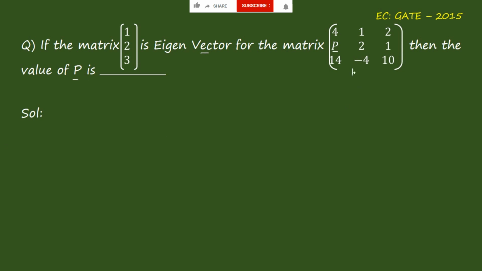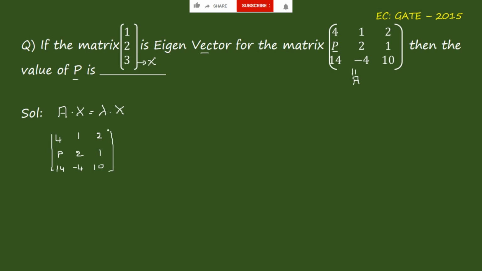If you consider this matrix as A, and this particular vector as X, which is nothing but the eigenvector, the general thing that we know is A into X is equal to lambda into X, where X is an eigenvector and lambda is an eigenvalue, right? So we'll be substituting each one. The A matrix is given as 4, 1, 2; p, 2, 1; 14, -4, 10.